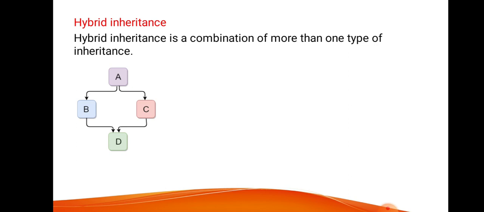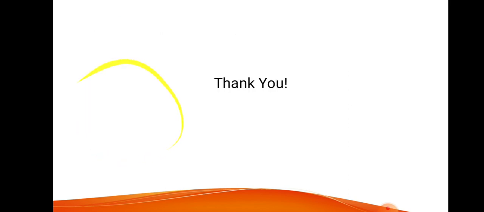The next type of inheritance is hybrid inheritance. Hybrid inheritance is the combination of more than one type of inheritance, and here is an example of hybrid inheritance.